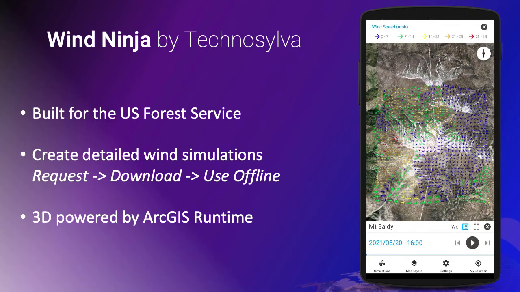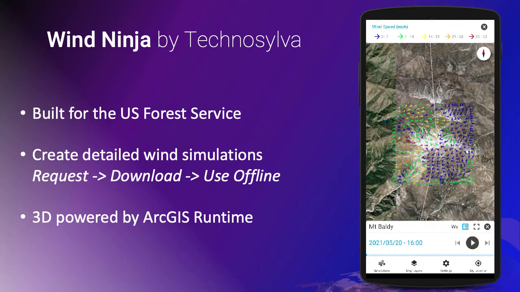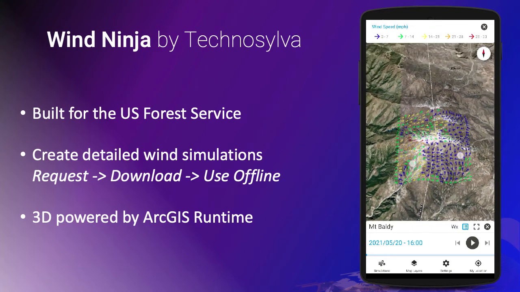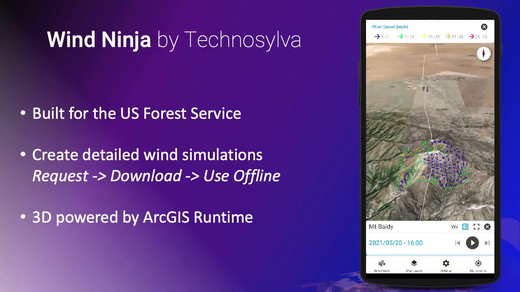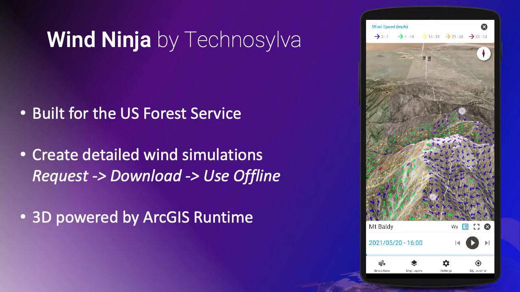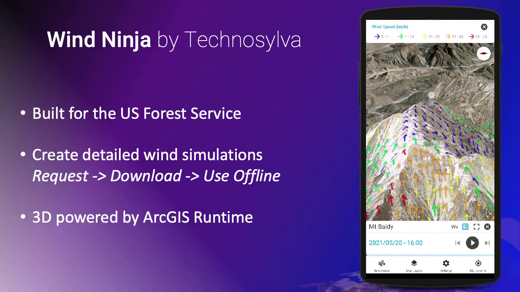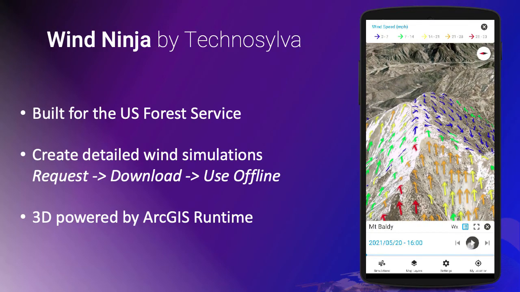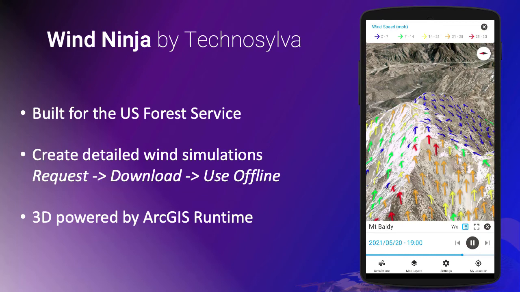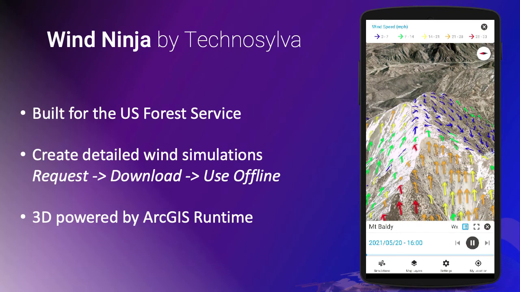And I'll talk a little more about this later, but AppStudio is powered by something we call the ArcGIS runtime. And what the runtime gives us is some detailed capabilities to show mapping information. And we can even show them in 3D, as you can see from this example. So a really cool app. It works in the United States. I encourage you to download Wind Ninja. It is published by the U.S. Forest Service in the app stores.